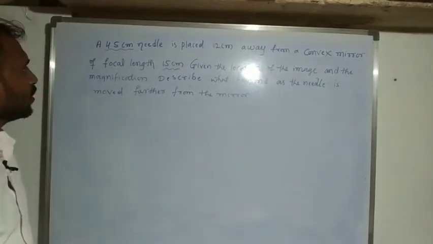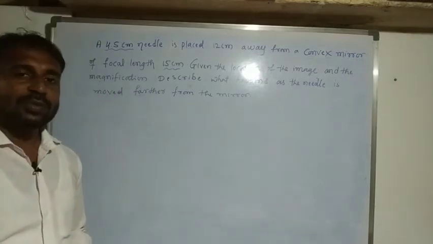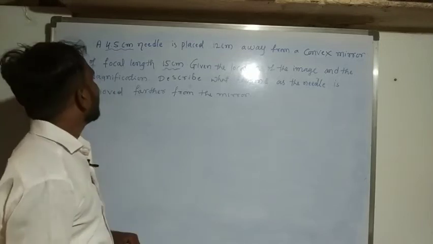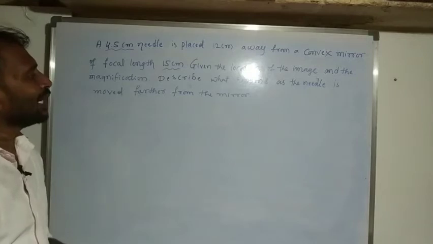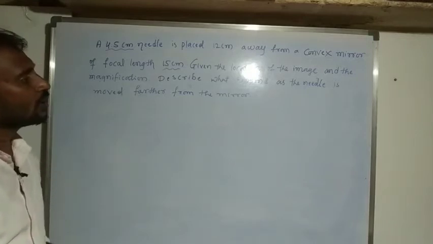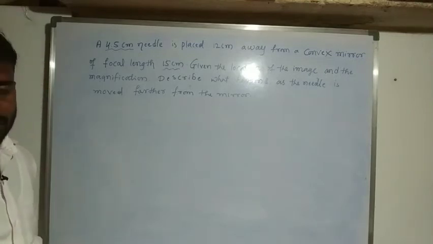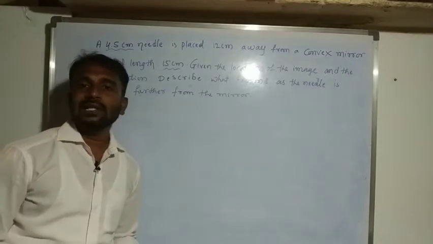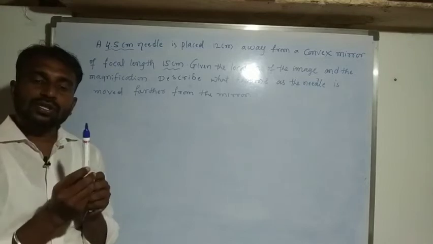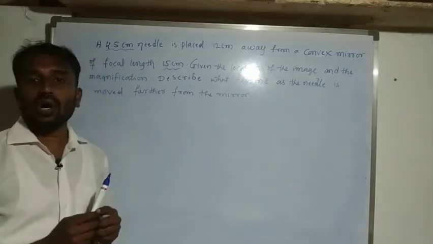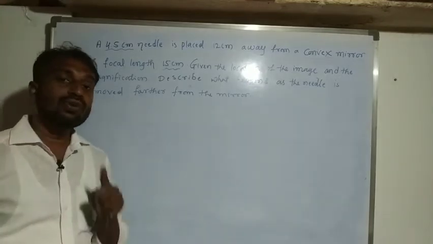Yes, so here the first thing we want to find out is the location of the image, it means image distance, and the magnification, it means the magnification value. And another one, describe what happens as the needle is moved further from the mirror. It means when the needle is moved further from the mirror, what happens? So the image moves towards the focal point but never crosses the focal point.